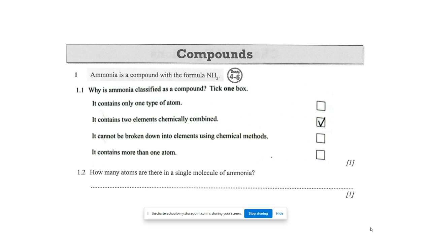The first one, contains only one type of atom, would be classified as an element. It can be broken down into elements using chemical methods, that is also valid for a compound. But the correct answer was number 2.